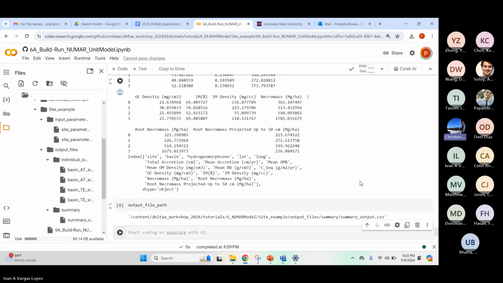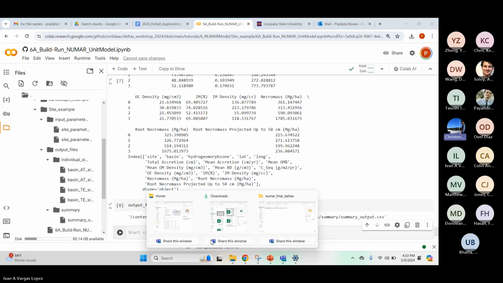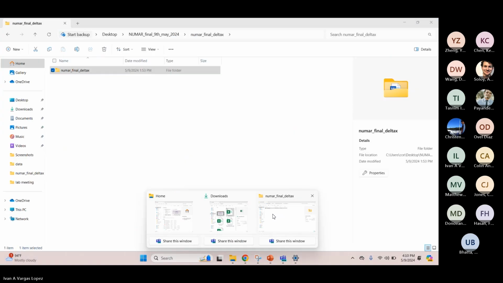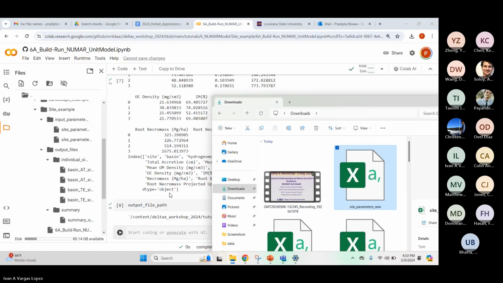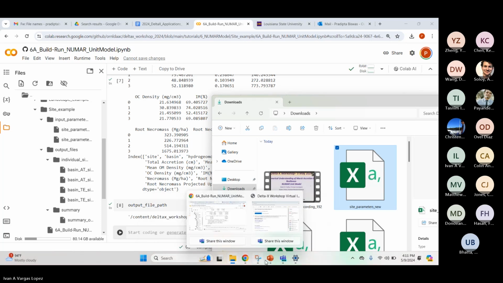Sorry, can you ask him again? Oh, you were asking for site parameters? I think it's SI. Oh, yeah, SI is the inorganic deposition. Can you pull up the slide where you have the table of parameters? Sure.